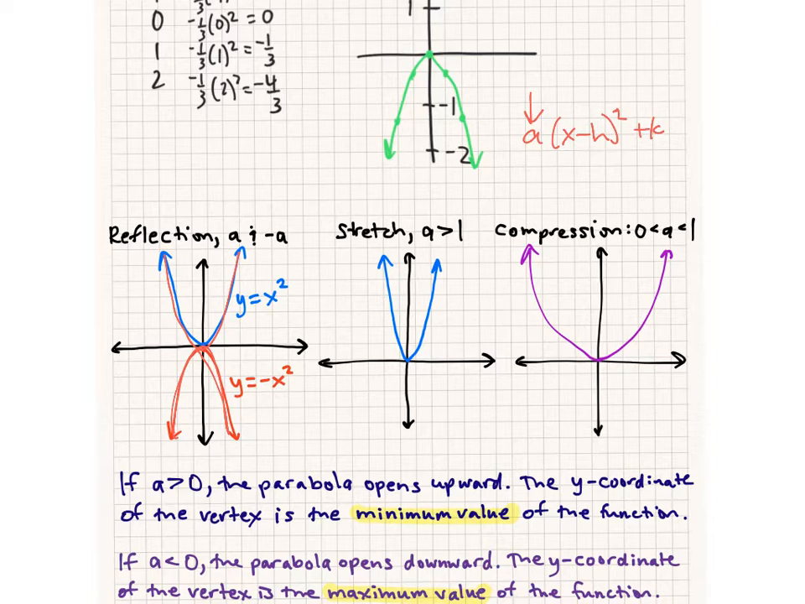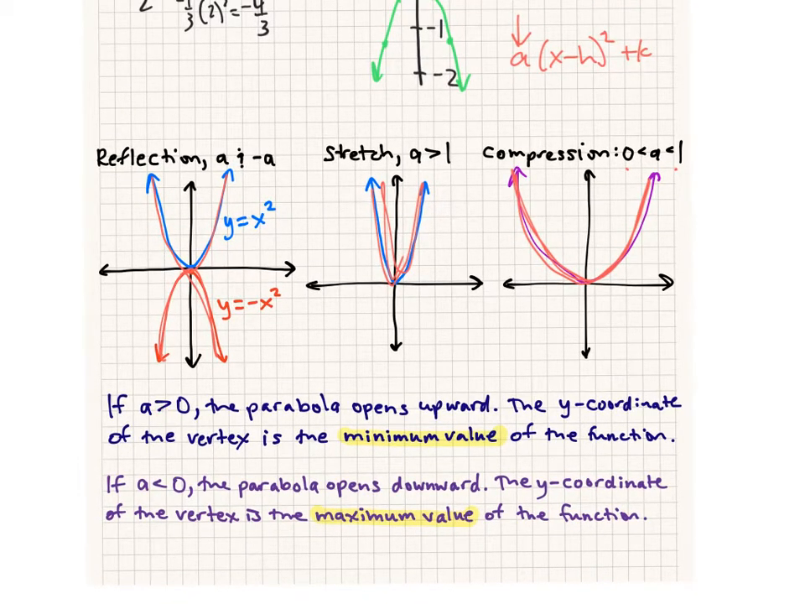If the absolute value of a is greater than 1, it's going to be stretched, so it's going to get skinnier. Remember, a negative just affects if it goes up or down, so we're going to treat it as just the absolute value of a. If a is between 0 and 1, it's going to get compressed, so it's going to get a little bit fatter. Okay, and you can read about that down here.